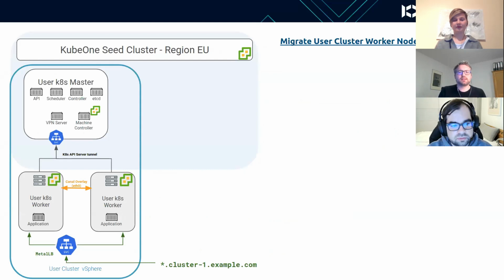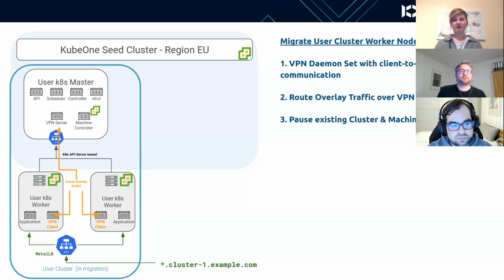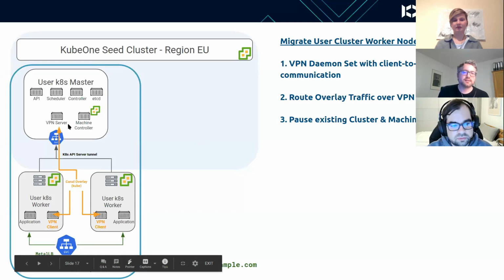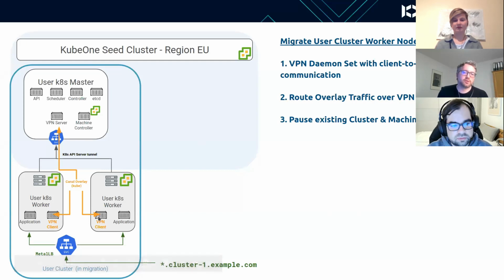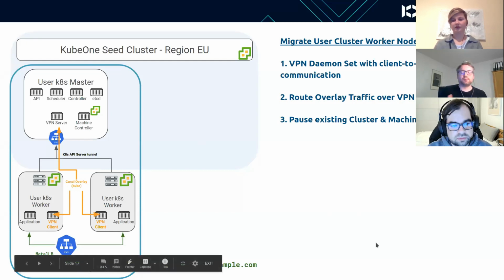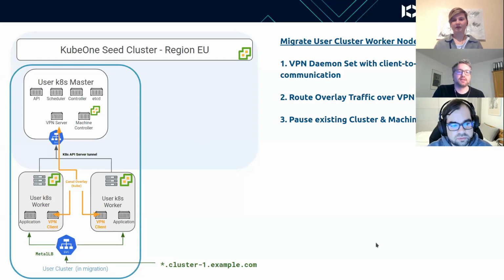So we have this C cluster here in vSphere, and we have a user cluster that also runs its worker nodes in vSphere. First of all, we have this VPN server deployed besides the rest of the control plane components. And we now just add a VPN client as a daemon set to all of the worker nodes in the cluster. Then there's a configuration for this VPN server and VPN clients that just routes all of the pod network traffic over this VPN server.